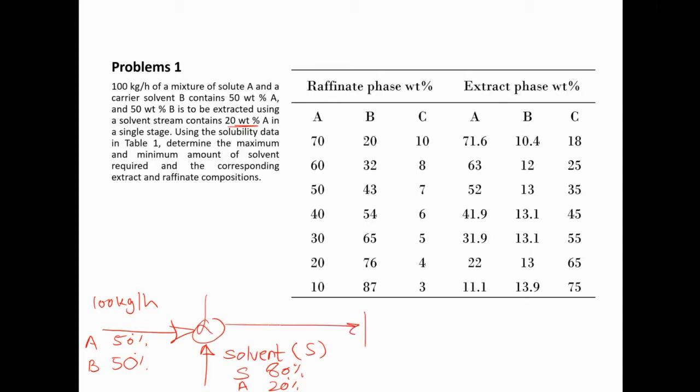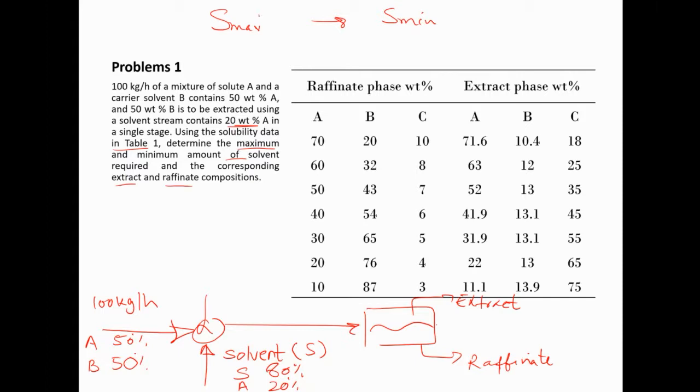And then you're going to, of course, have this raffinate and extract. Using the solubility data in this table, determine the maximum and minimum amount of solvent required. Okay, so what is the maximum solvent and what is the minimum solvent requirement? And what would be the corresponding extract and raffinate composition?